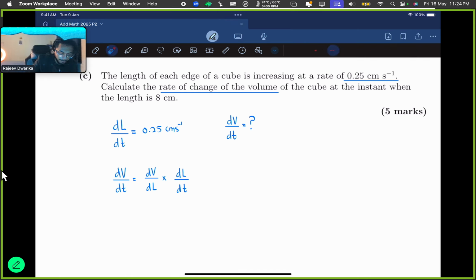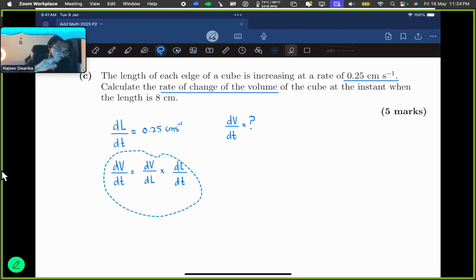If I decide to differentiate the volume with respect to the length, I would get dV/dL, and I would multiply that by dL/dt, and so the dL's would cancel off. So we don't have to do anything. I thought it was one of those questions where you have to reciprocate, but nah, it's not that.